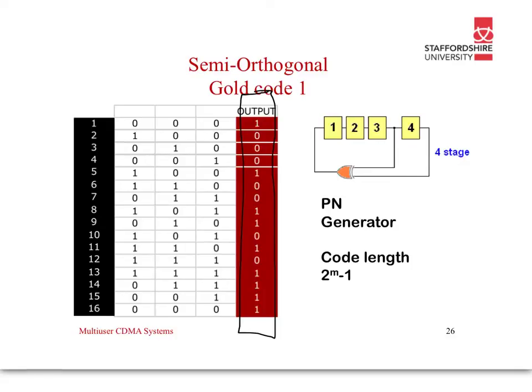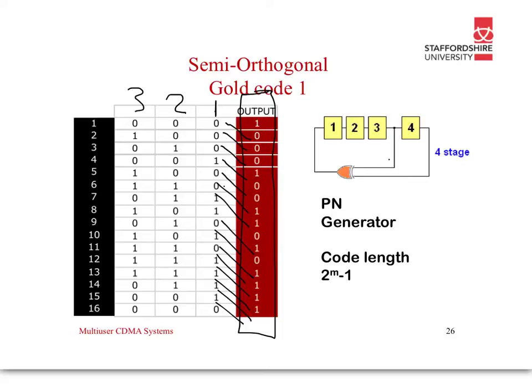This is the pseudo-noise code that's being output from this circuit. One user could be given this code. You might notice that this code here is time shifted by 1. Essentially every single output is a time shifted version of the other. So that's time shifted by 1, that's time shifted by 2, and this is 3. So we've got 4 separate codes here, each time shifted by 1.